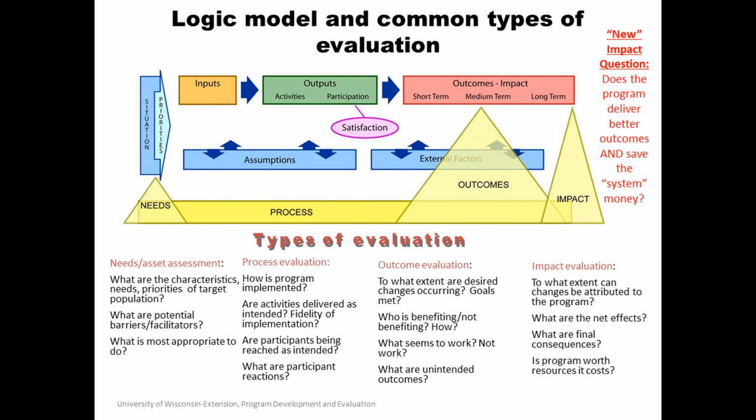Our outcome and impact measure includes things like short-term, medium-term, and long-term outcomes. Are we achieving the goals? Who's benefiting? How are they? Does it seem to work? Are there other things going on? This is just another way of looking at outcomes and impact and what questions you want to ask yourself at each stage of the process.